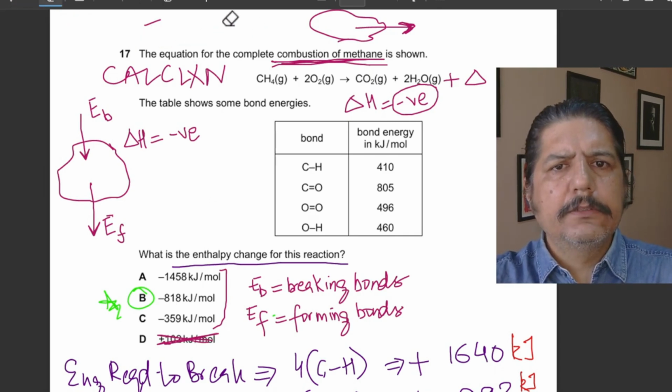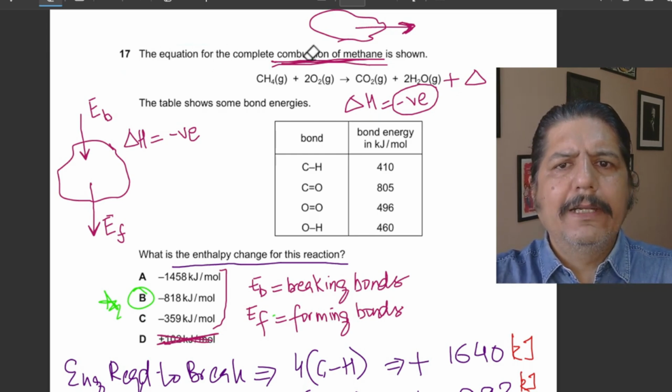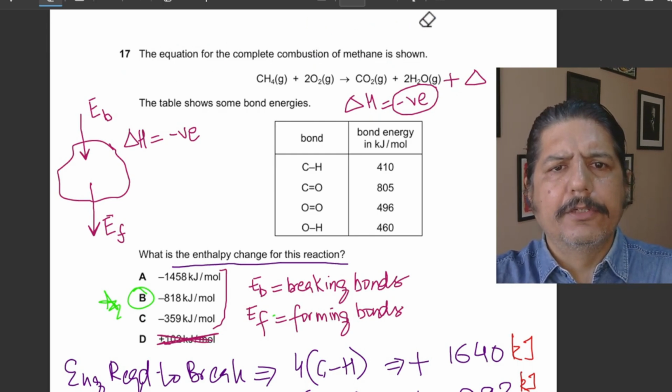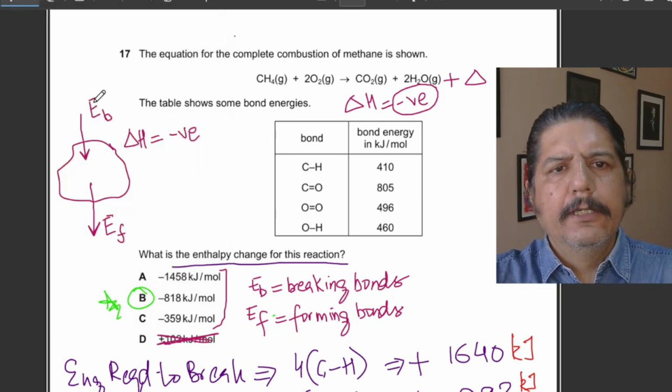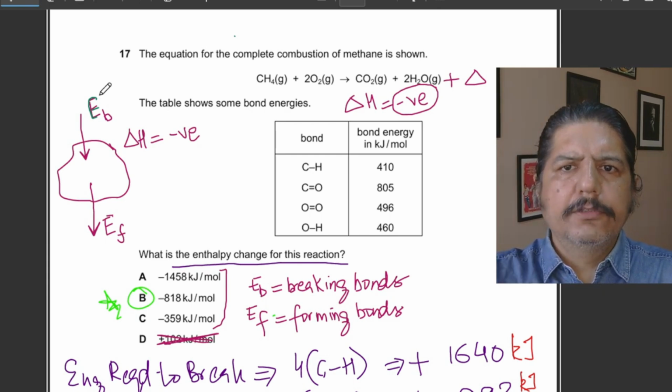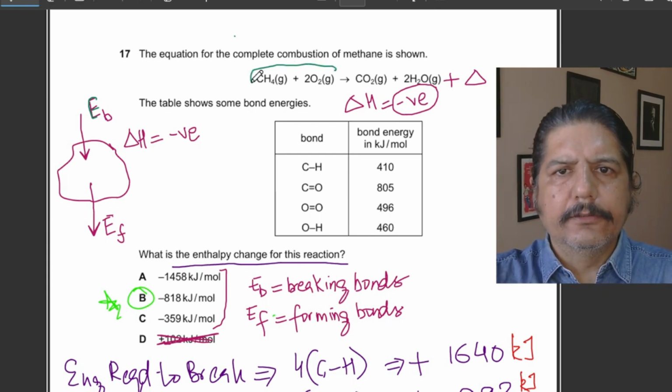But I wanted to make this clear before we even start doing the calculation. Now, when we start the calculation, we understand that EB would be the energy which will be required to break the bonds of the reactants.